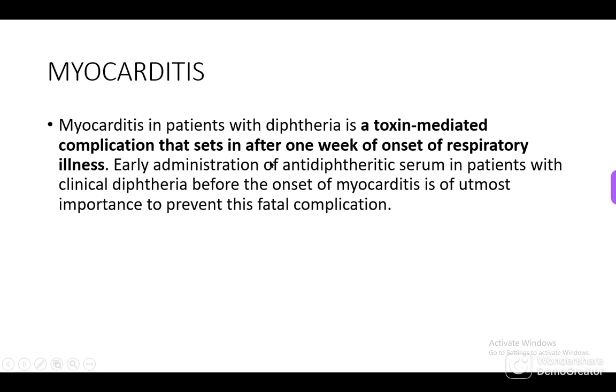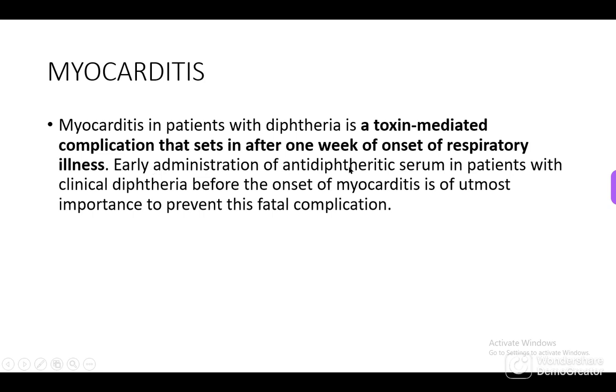Myocarditis occurs because of the toxin-mediated complication, after 1 week of the onset of respiratory illness. If somebody gets diphtheria, it can cause cardiac problems. It includes cardiomyopathy, myocarditis, and endocarditis. And the very important thing is that it will cause what is known as heart blocks.